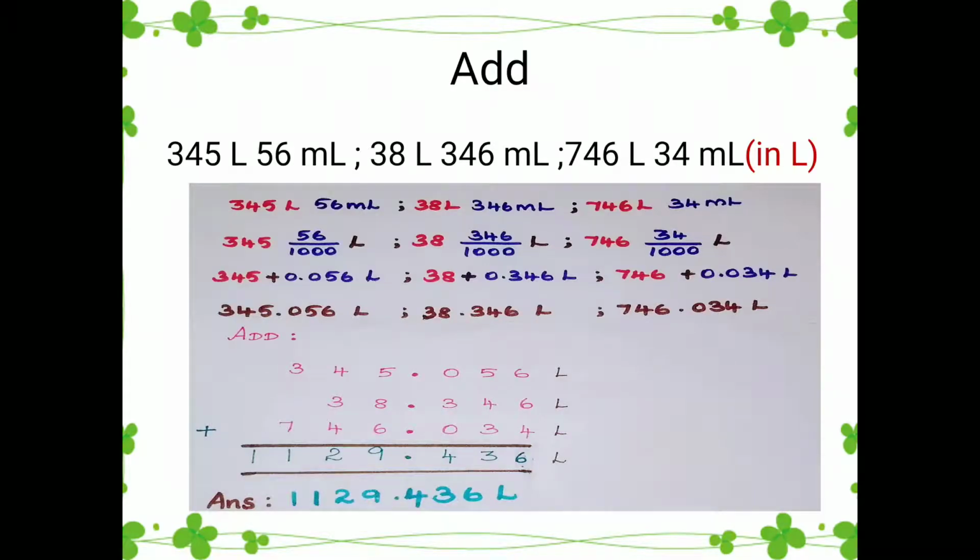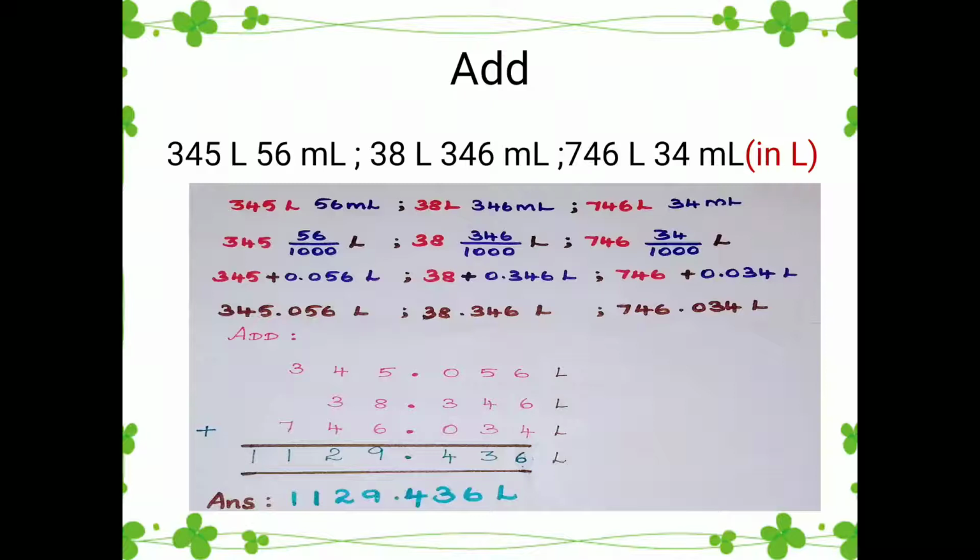Here the question is for addition. They have given the question as 345 liter 56 milliliter, then 38 liter 346 milliliter, and 746 liter 34 milliliter. You should convert all of this into liter. That's why they gave liter in the bracket. You are going to convert all this into liter. So, 345 is in liter, so just write it as 345.